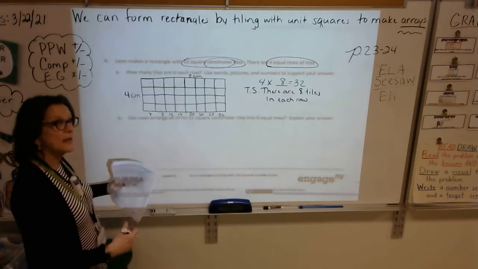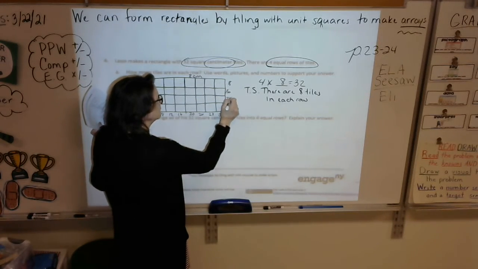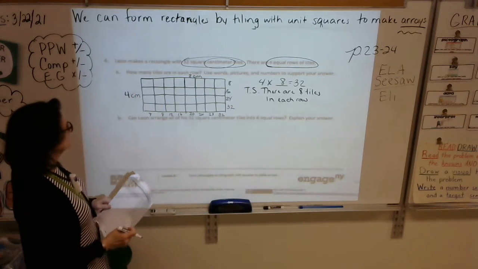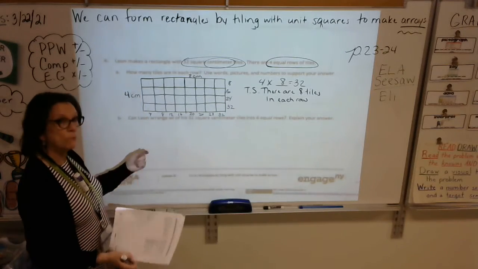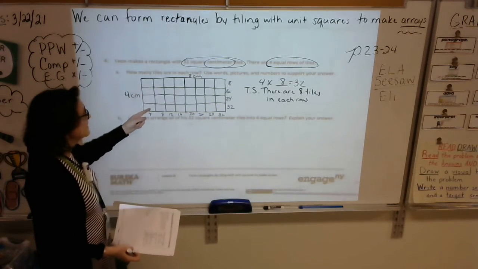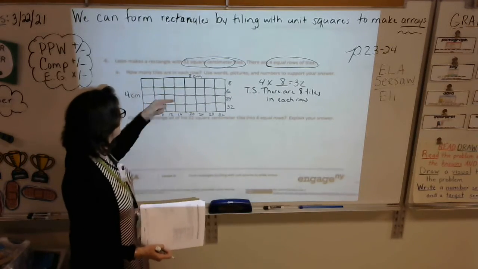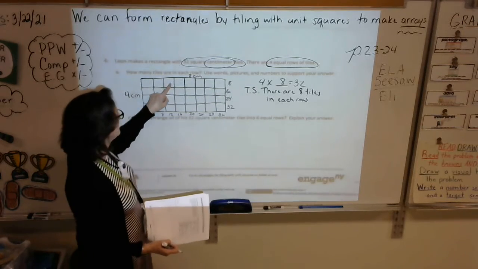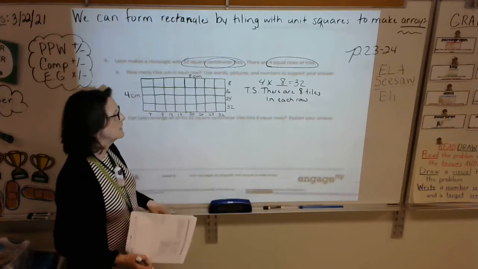All right. Again, you can also skip count the rows. There's 8, 16, 24, 32. So how many tiles are in each row? We answered the question. There are 8 tiles in each row. How many rows are there? There are 4 rows. So if you look at your number sentence, 4 represents the 4 rows. 8 represents the 8 tiles in each row. And 32 represents the total.